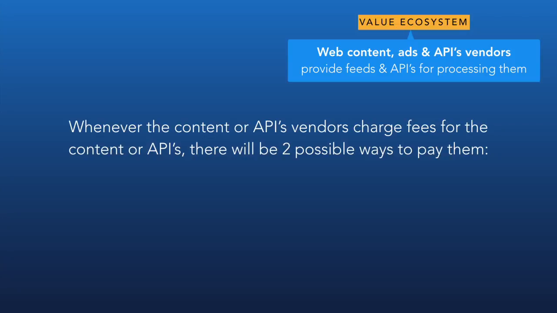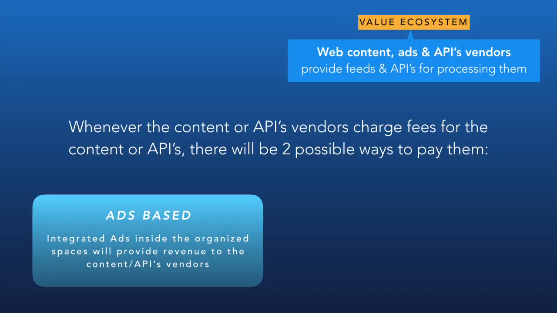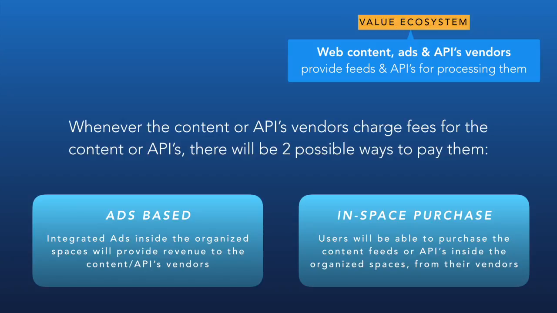So for example, whenever the content or API vendors charge fee for the content or the API, there will be two possible ways to pay for that fee. One is using ads that can be integrated inside the organized space and provide revenue to the content and API vendors. Or through purchase, the users can pay inside the unorganized space to some content or some APIs directly to the vendors of them.